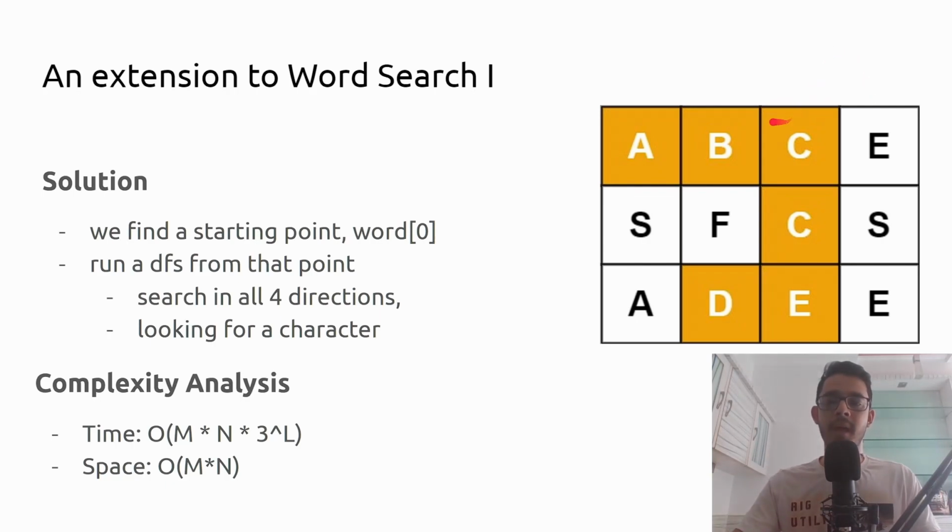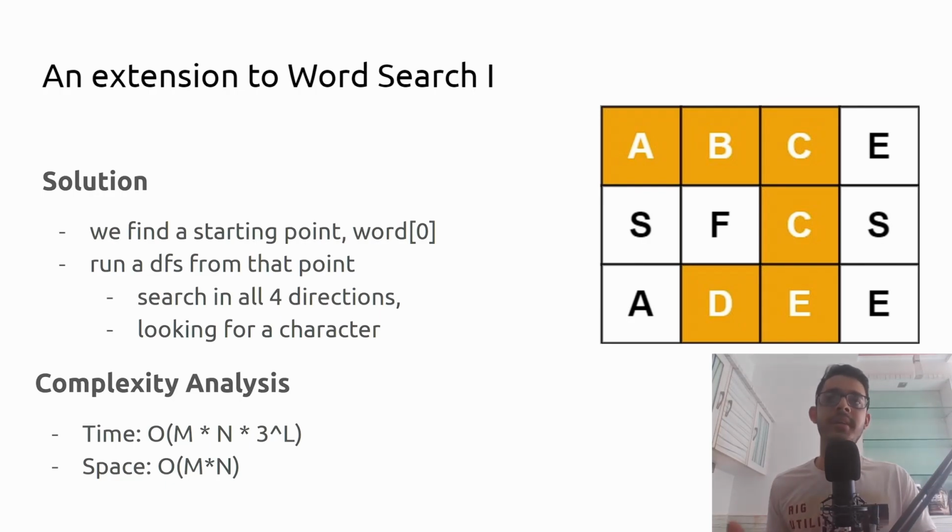Look at it this way. Let's say that we are at this character B. We have already considered the character A, and now we are at the character B. From this point, I want to start looking for the character C. Which directions will I check? I'll check to the top, I'll check to the bottom, and I'll check to the right. I will not check in the direction to the left because I have already explored that.